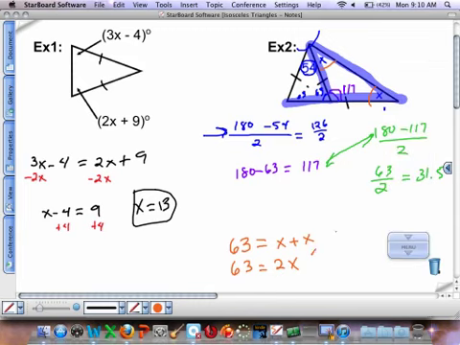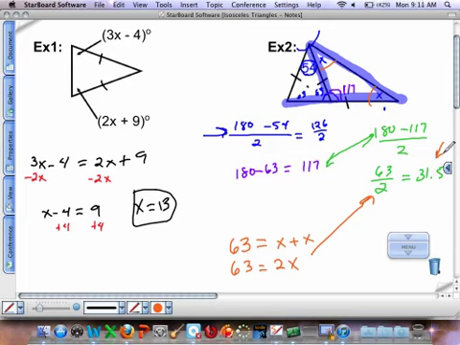X is 63 divided by 2. A lot of different ways to solve this problem. In fact, we've already done one right here. We just did a second way, and now I'm going to do a third way. And I can't remember who proposed this. I think it might have been Danielle, but I'm not positive.